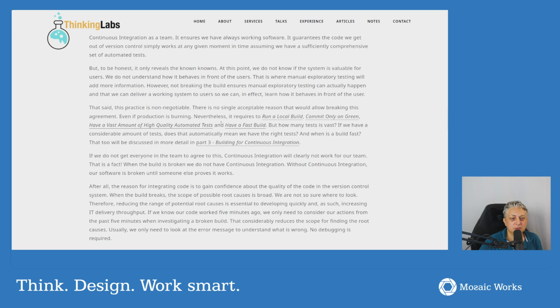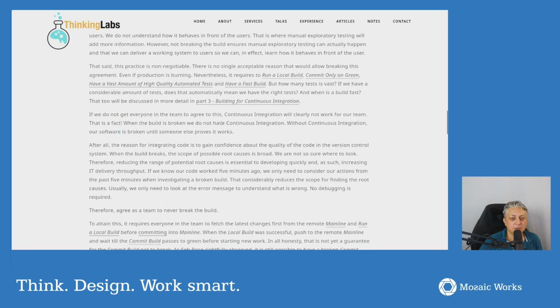Okay, so this practice is non-negotiable. There is no single acceptable reason that would allow breaking this agreement, even if production is burning. Nevertheless, it requires to run a local build, commit only on green, so when all your tests are passing, have a vast amount of high-quality automated tests, yes, have a fast build. Yeah. So these are all important things. We need to be able to run a local build.